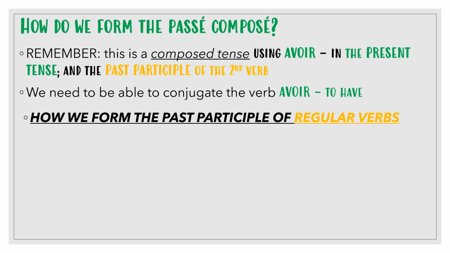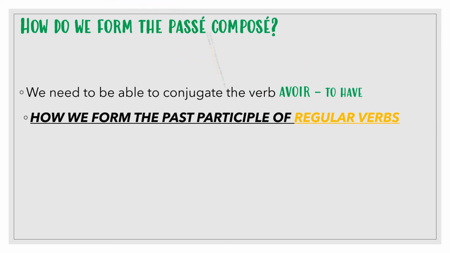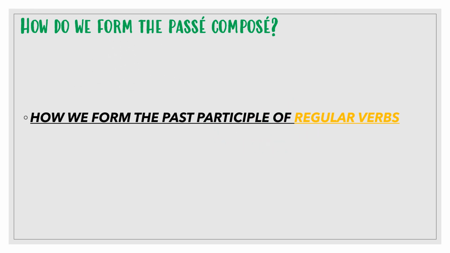Let's take it by verb family, alright? So let's look at an ER verb just now, okay? So ER verbs, like regarder. If the verb ends with an ER, you're going to drop the ER and you're going to add an E with the accent aigu. That's the accent going from left to right upwards.